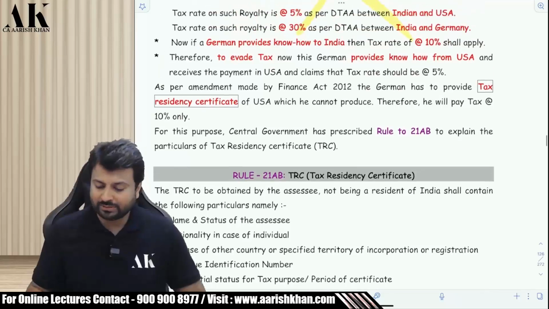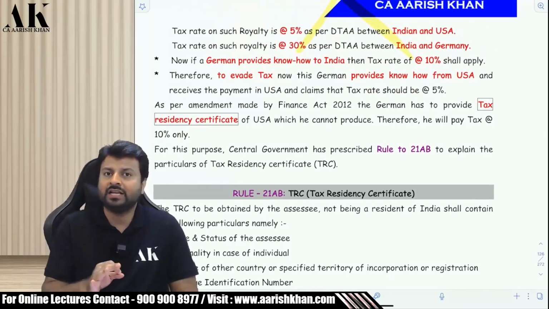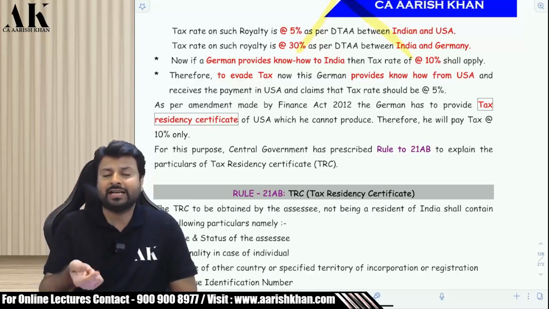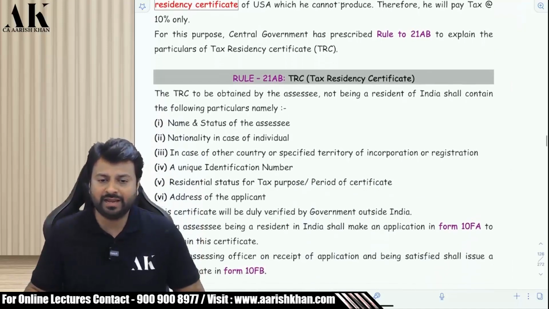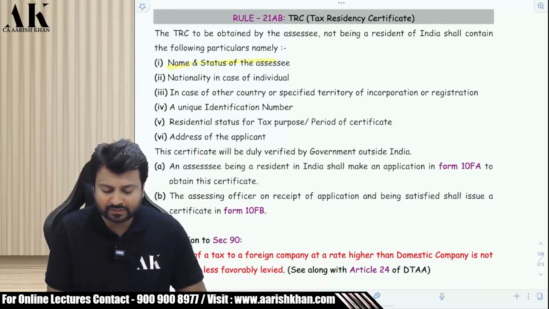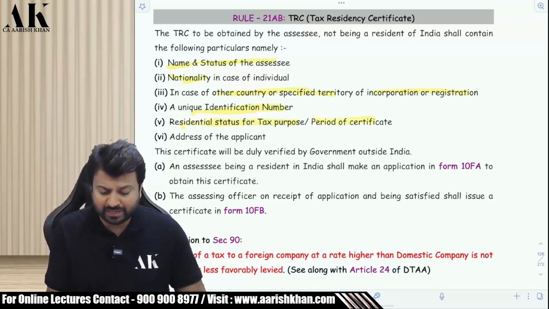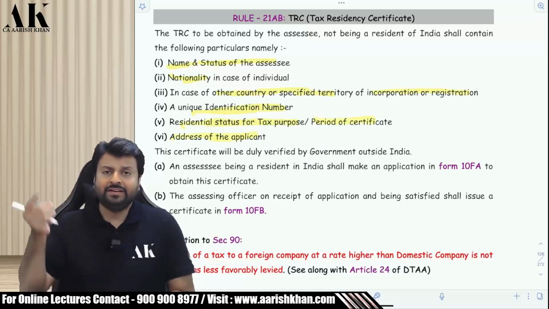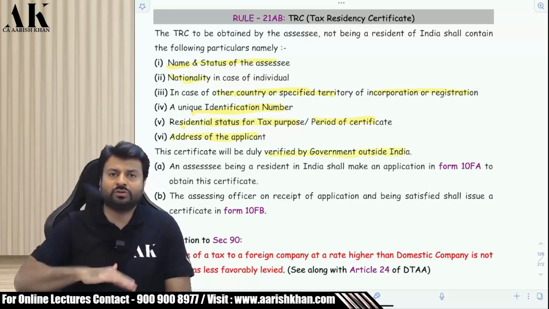So this is what the concept of the tax residency certificate is all about. Whenever you have to give the benefit of DTAA to any person, you have to ask that person to produce the tax residency certificate of that country. Then only we are going to give you the benefit of DTAA. The tax residency certificate should contain which data? It should contain the name and status of the assessee, nationality of the assessee, the country or specified territory where the assessee is registered, a unique identification number like the PAN number, residential status for tax purposes, period of certificate, and address of the applicant. The certificate will be duly verified by the government outside India, and they will issue that certificate to us.